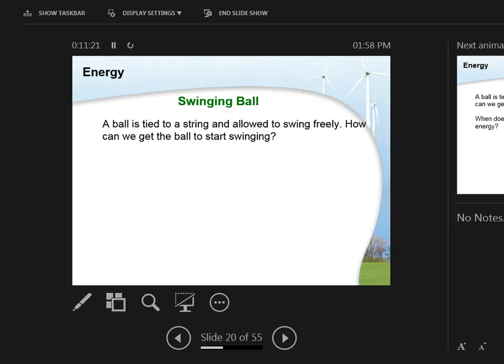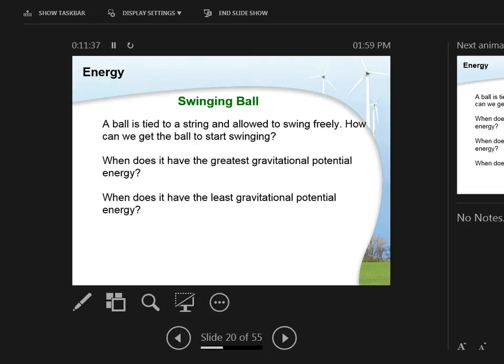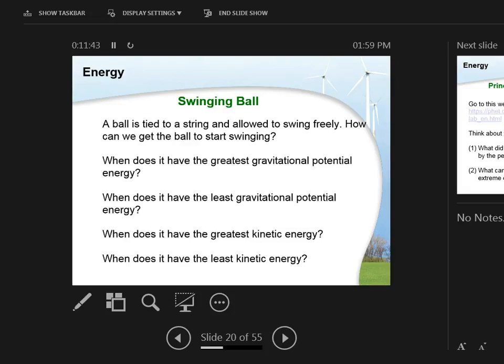Okay, what happens if I release? It's going to swing. Swing and swing and swing, right? So why does that happen? So let's see why that is so. Then we will try to answer this question also. When does it have the greatest gravitational potential energy? When does it have the least gravitational potential energy? When is the kinetic energy greatest and when is it lowest? Okay?